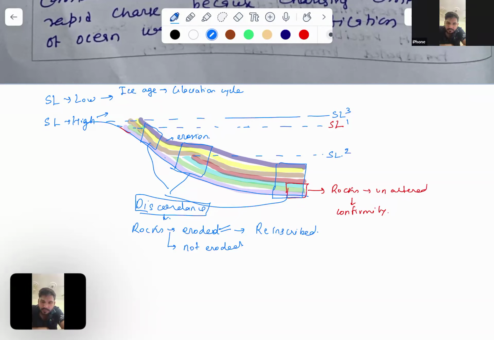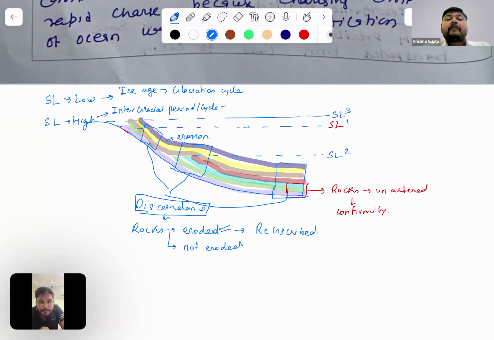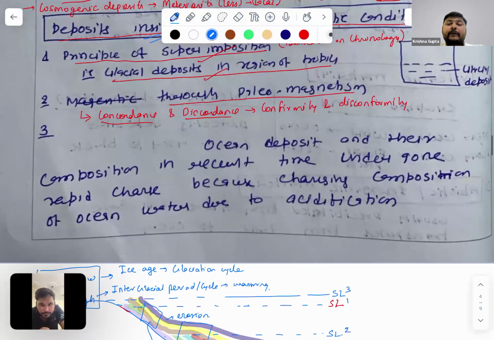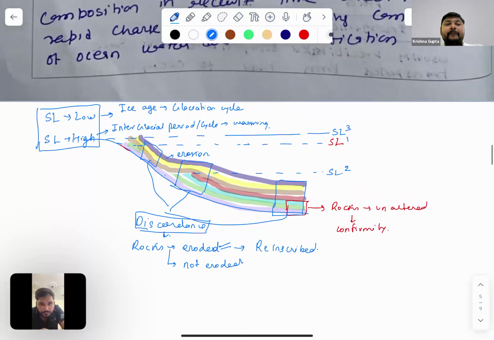Sea level will be high during the interglacial period or cycle, which is the phase of warming. So from this aspect, that is the concordance and discordance part, we are able to identify what type of climate is there in that particular phase. This is for you to understand what is actually happening here.